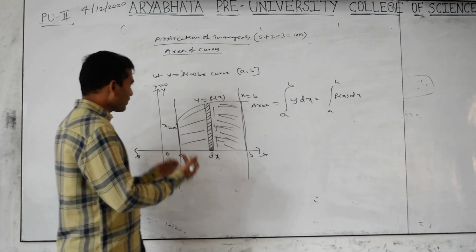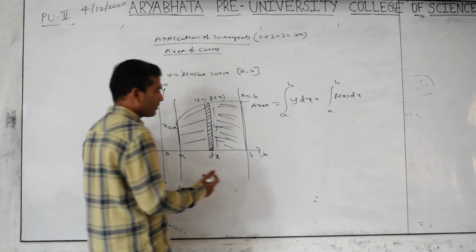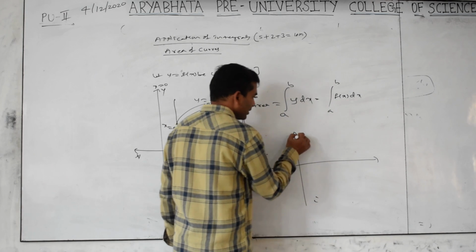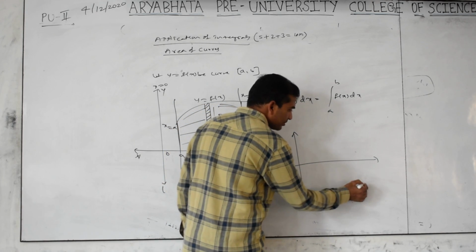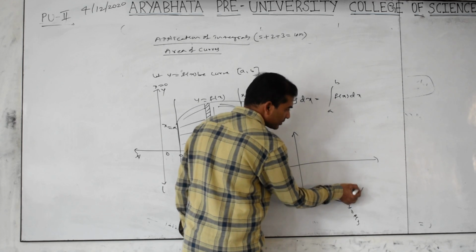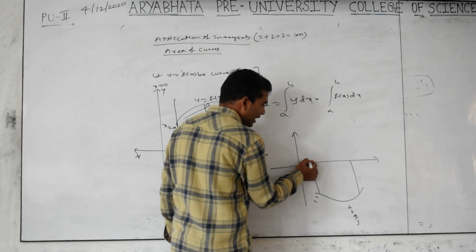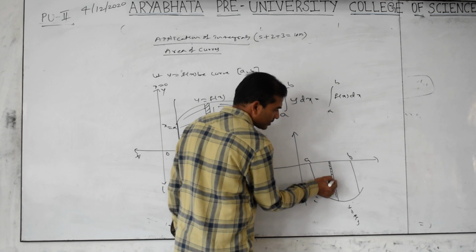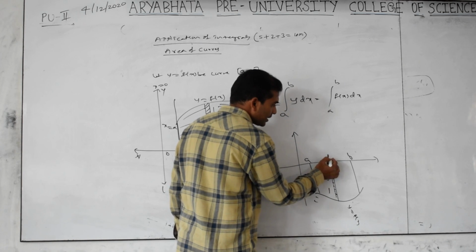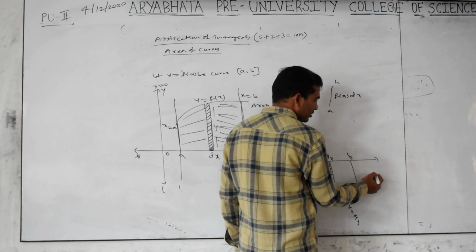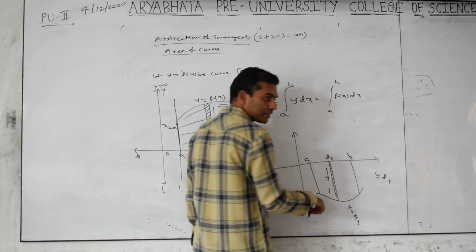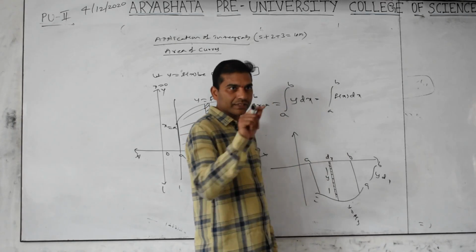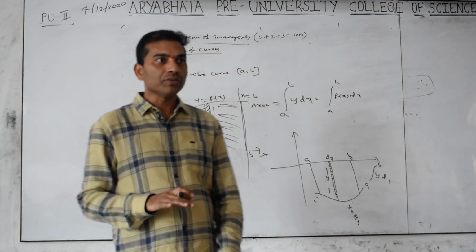For example, the curve may be like this, a curve lying downside, y equal to f of x. Here x is equal to a and x is equal to b. So this is a small strip. This length is y and this length is dx. So y dx only, this also is y dx, the area of the small strip. Integration from a to b. But since this is downside, you will get minus. But area is always positive.